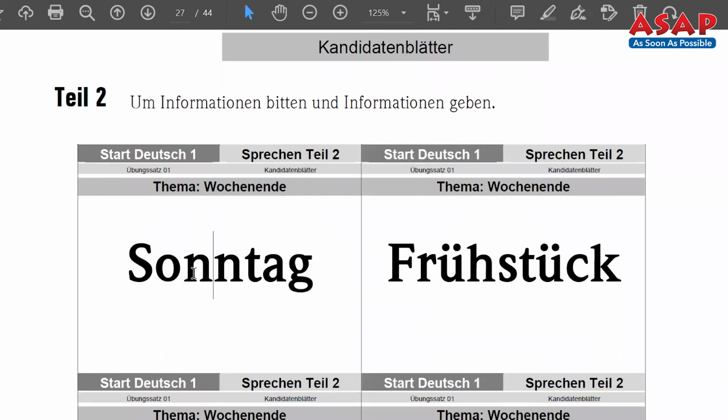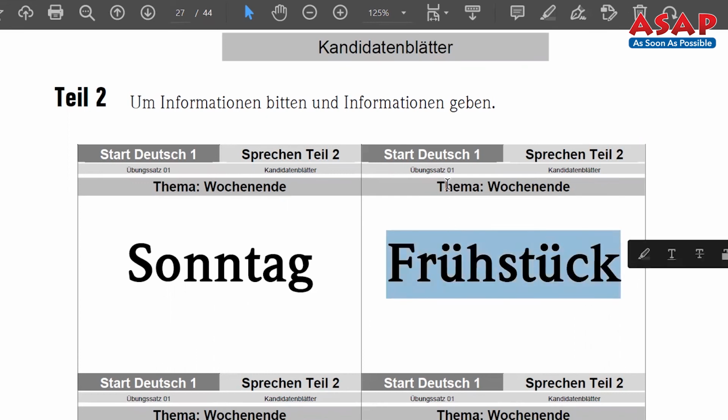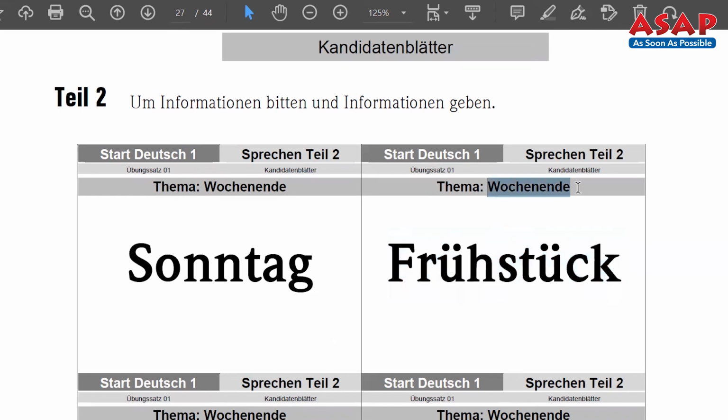They see just one word, Sonntag, and they frame any random question. Now coincidentally Sonntag and Wochenende is same. Now it is entirely depending on the examiner what logic he considers. So you need to understand that. Let's say the second card, Frühstück, frame one question on this, but this Wochenende theme must be shown. Means you should talk about Saturday or Sunday or weekend word literally you can take in your question.